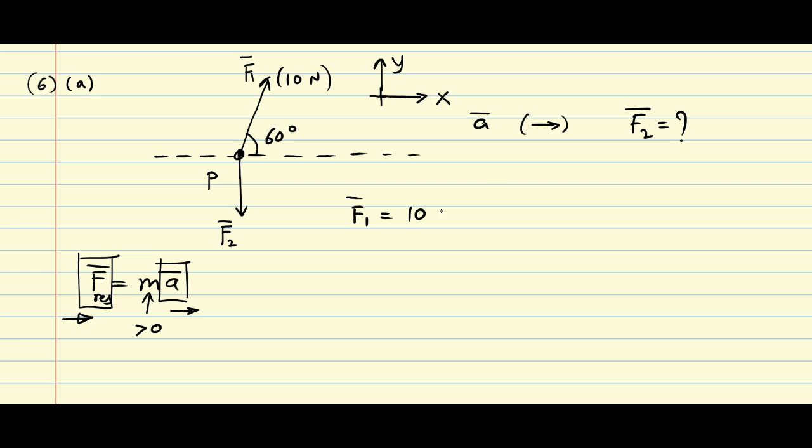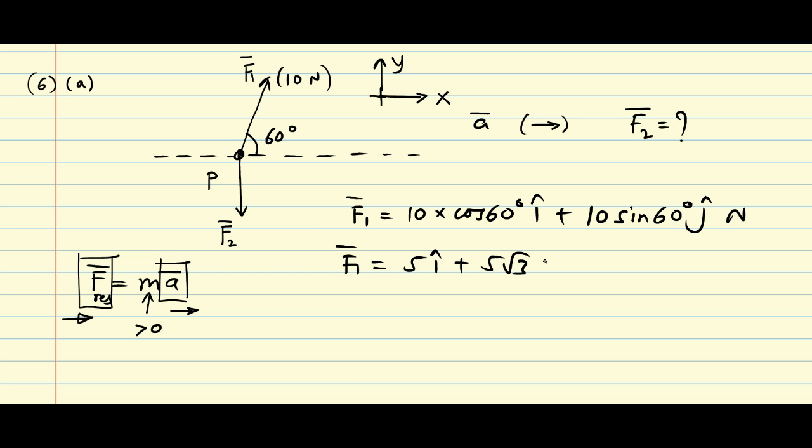in which case F1 bar can be expressed as 10 newtons multiplied by cos 60 degrees i cap plus 10 newtons multiplied by sine of 60 degrees times j cap, this many newtons. So F1 bar, in other words, is going to be 5 i cap plus 5 root 3 j cap newtons. And it has been just stated that F1 bar plus F2 bar, the resultant force, must be in the rightward direction.